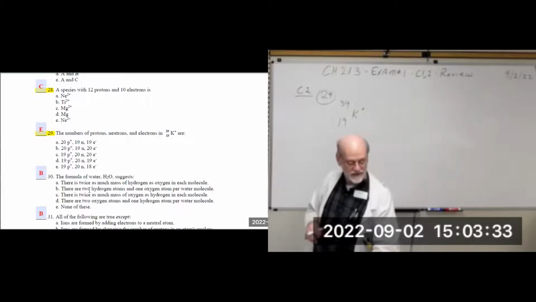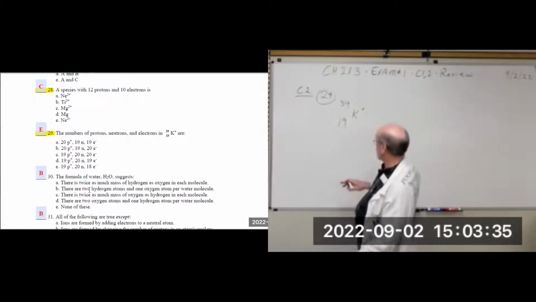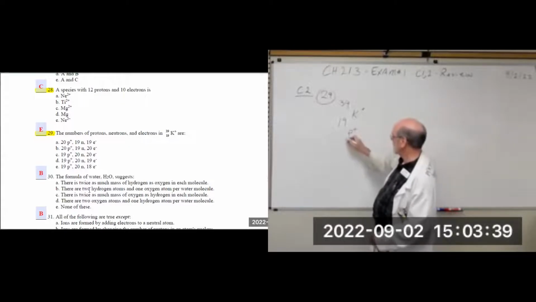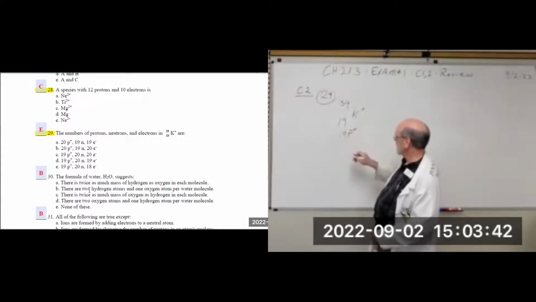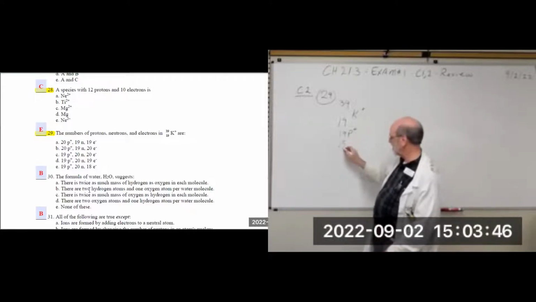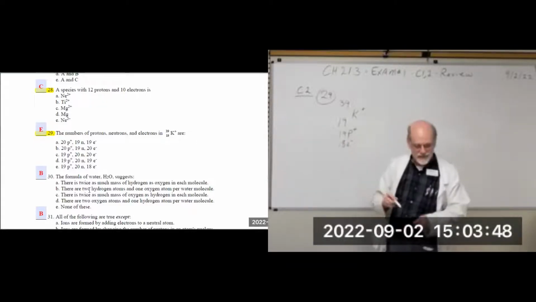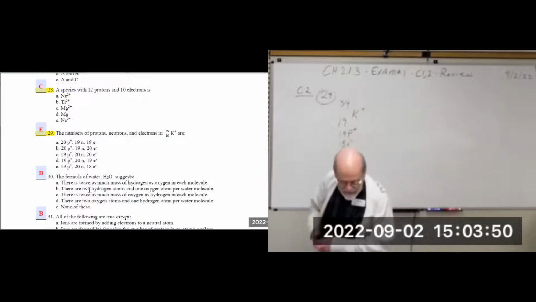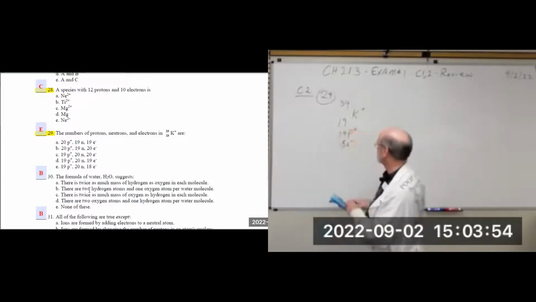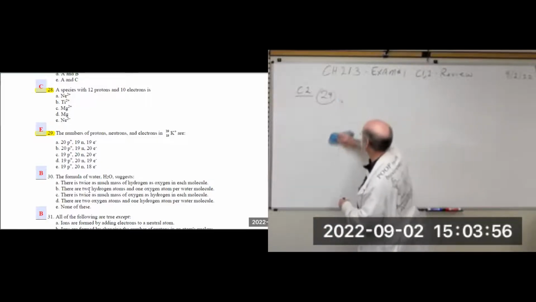Because it's an ion, right? So how do you get a positive charge if you've got 19 protons and you need one excess proton? 18 electrons, yep. So that makes it E. Okay? Do a little detective work here.